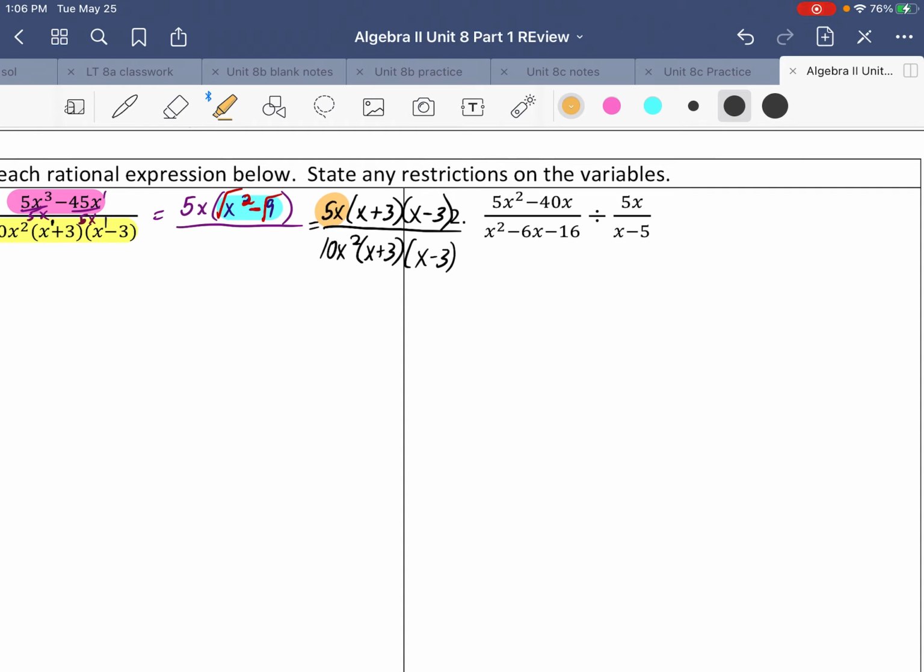I have 5x, that's a monomial, and I have 10x squared. I'm going to simplify this. 5 over 10, that fraction reduces down to 1 over 2. Divide numerator and denominator by 5. We then also can simplify the x and x squared. We have 1x in the numerator, 2 in the denominator. Simplify, eliminate 1, and 1 was left.